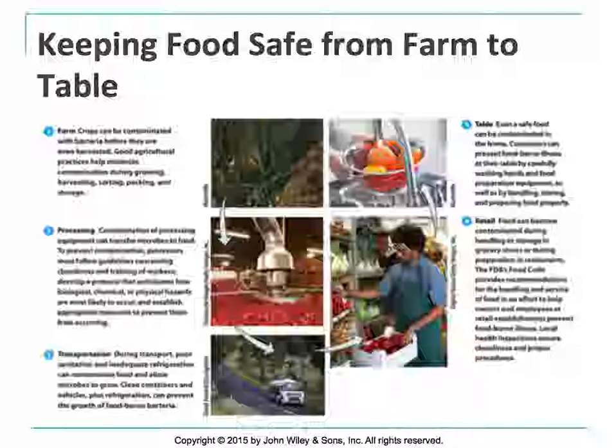Then once it's transported, it arrives at the retail location, at the grocery store. Food can certainly become contaminated during handling or storage at grocery stores.